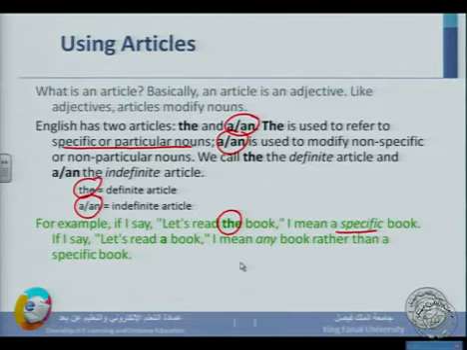Let's read the book. Here we mean a specific, known book. If I say let's read a book, I mean any book. In this case, a book means any book rather than a specific book. So this is a clear difference between the and a.